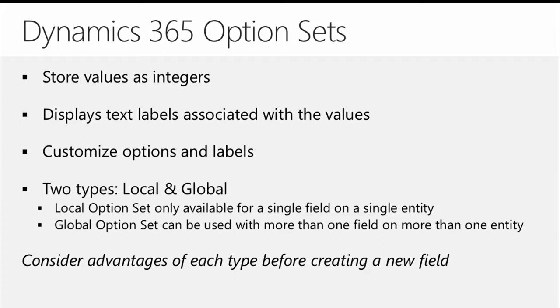Now, the difference is if it's a local option set, it means that you're storing that pick list or creating that option set only for one specific field on a single entity. So if I create a local option set for my loan applications, all of the values and all of the items associated with that are specific to the loan application entity. If I create what's called a global option set, now I have the ability to use that on more than one field across more than one entity.